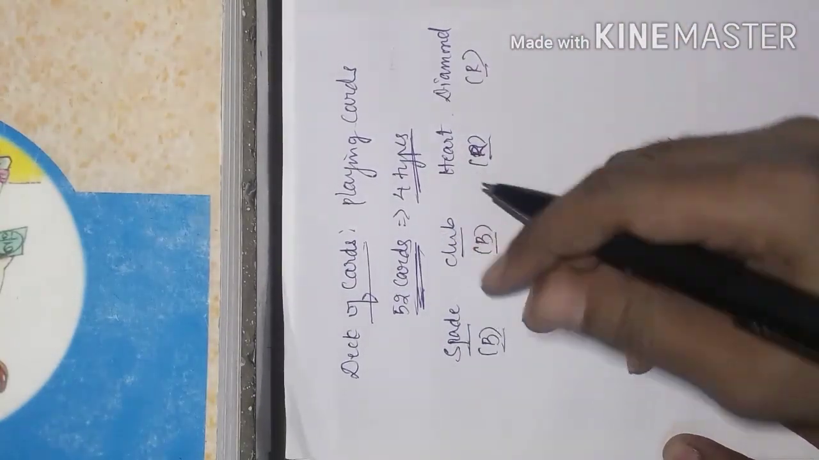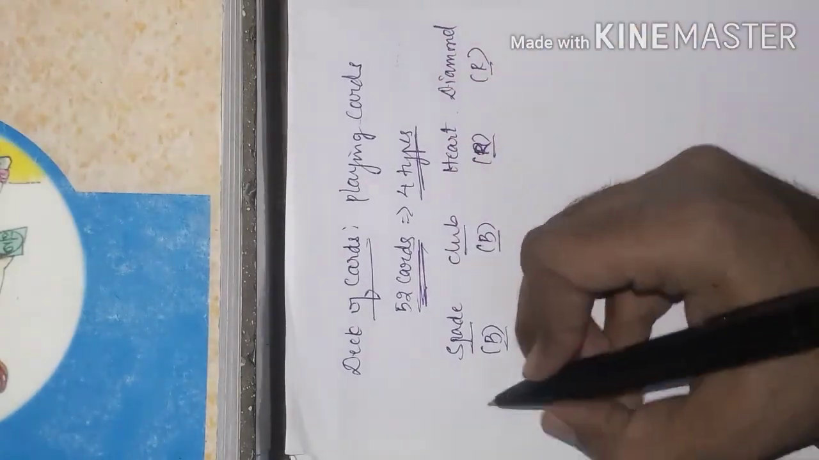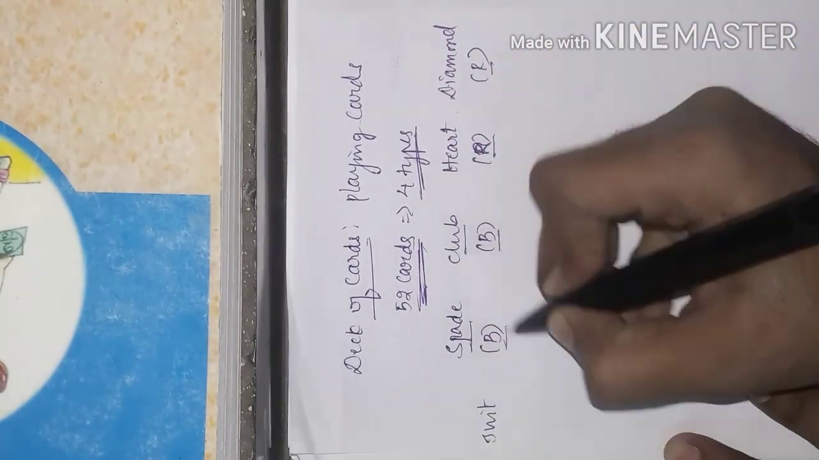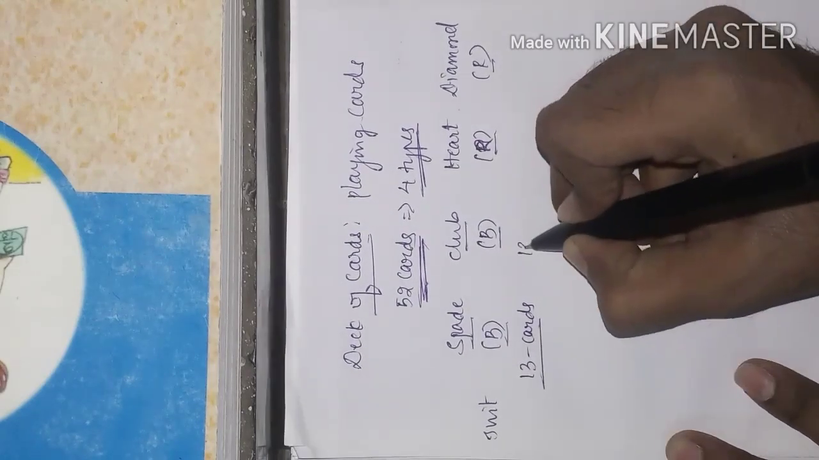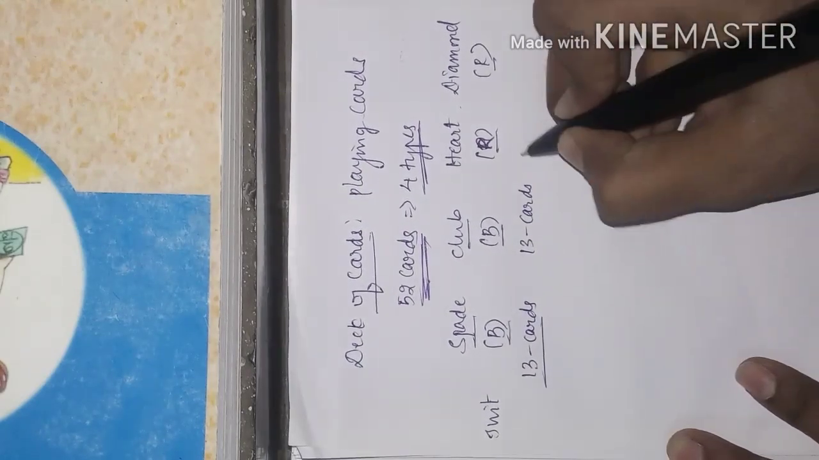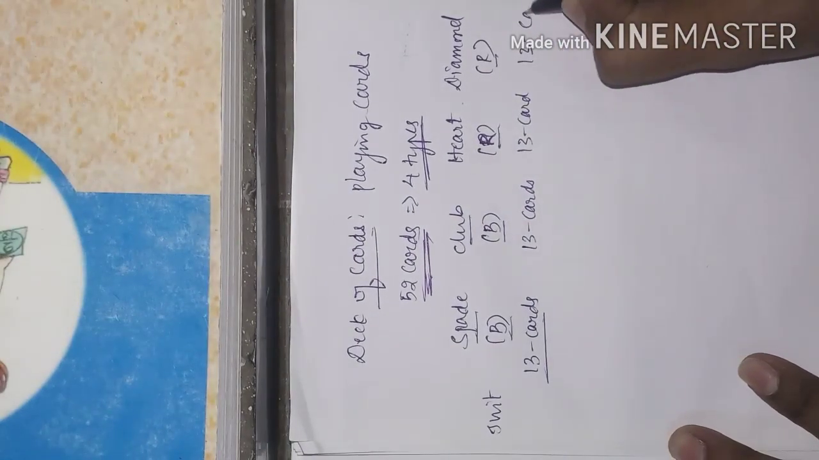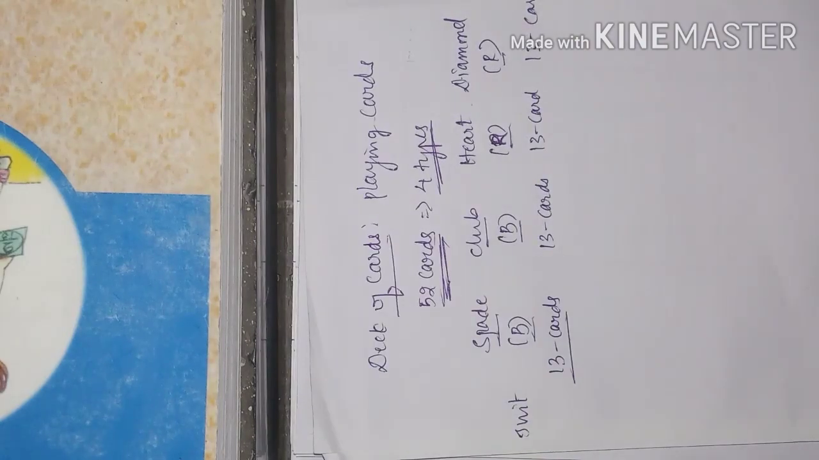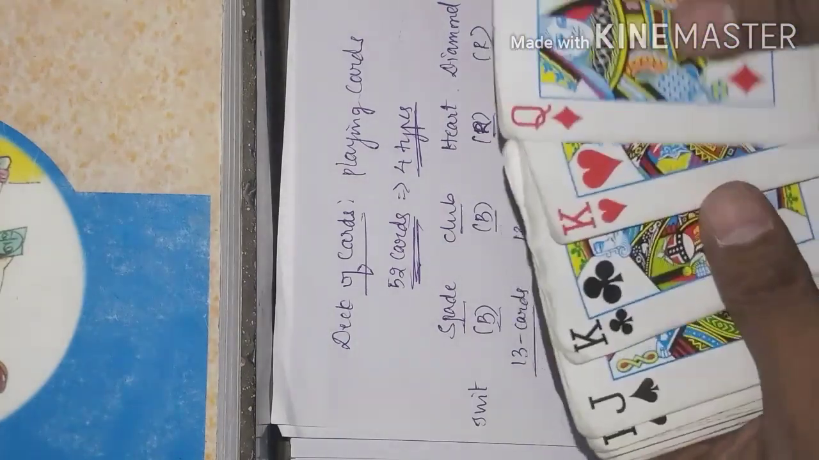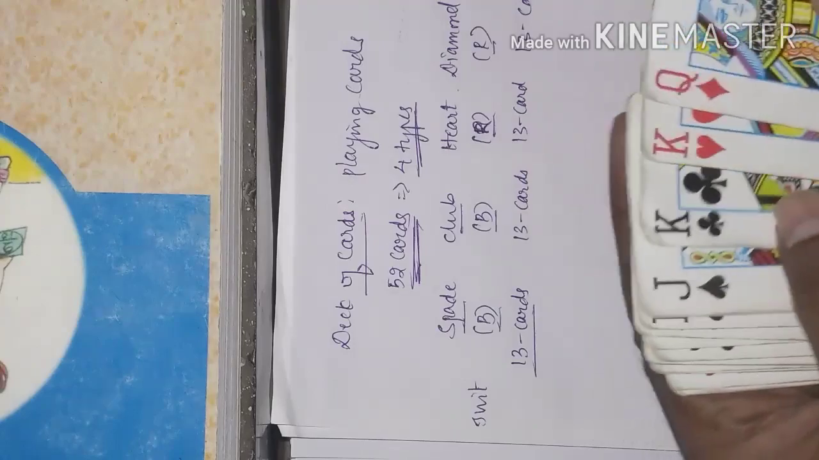In each suit, this is called one suit, second suit, third suit, fourth suit, 13 cards will be there. So let us get the knowledge about what all things are there in the cards. These are the cards. First let us show you how the cards will be.